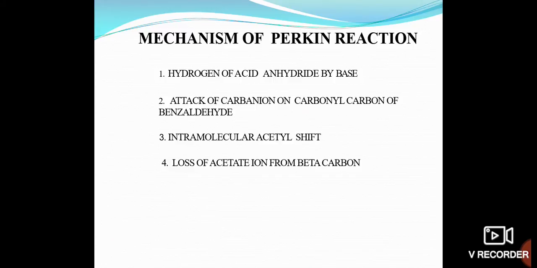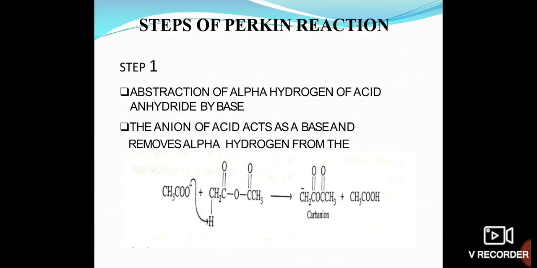Mechanism of Perkin reaction. Perkin reaction involves four steps. First one is abstraction of hydrogen of acid anhydride by base. Second one is attack of carbanion on carbonyl carbon of benzaldehyde. Third step is intramolecular acetyl shift. Fourth step is loss of acetate ion from beta carbon.